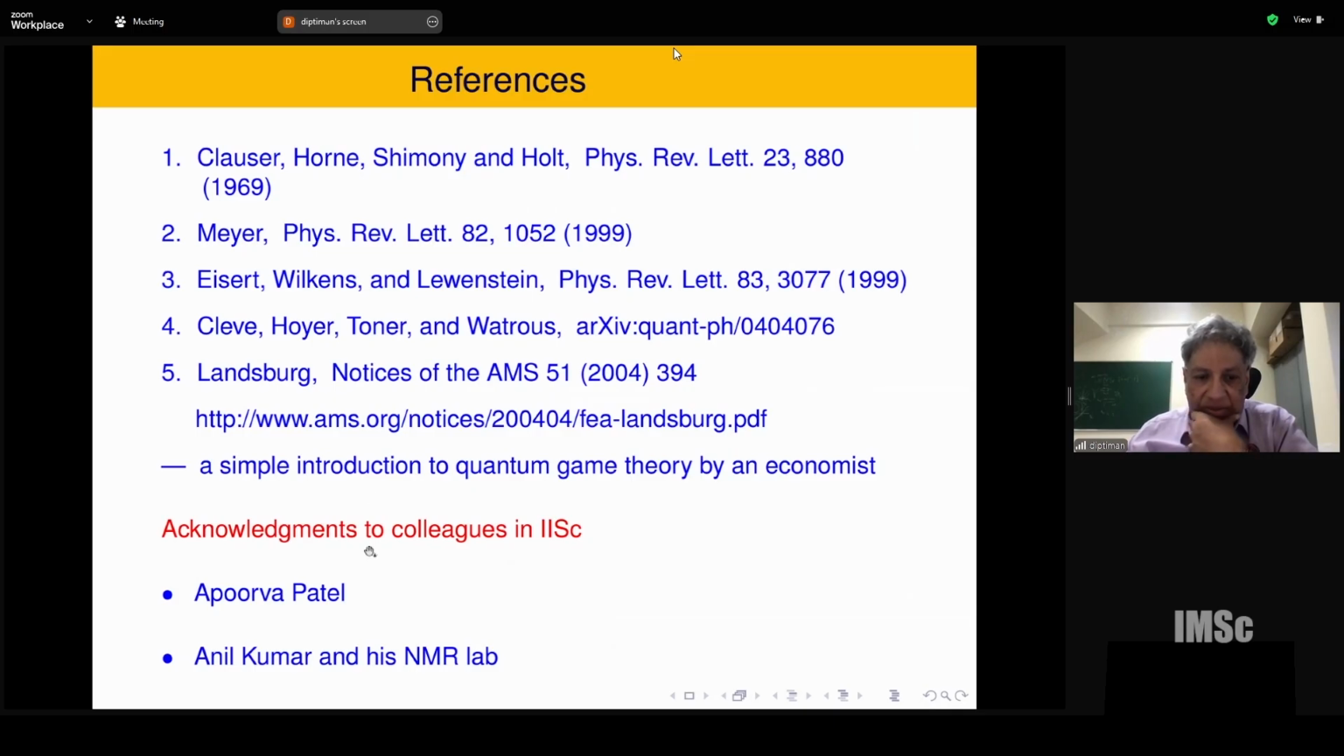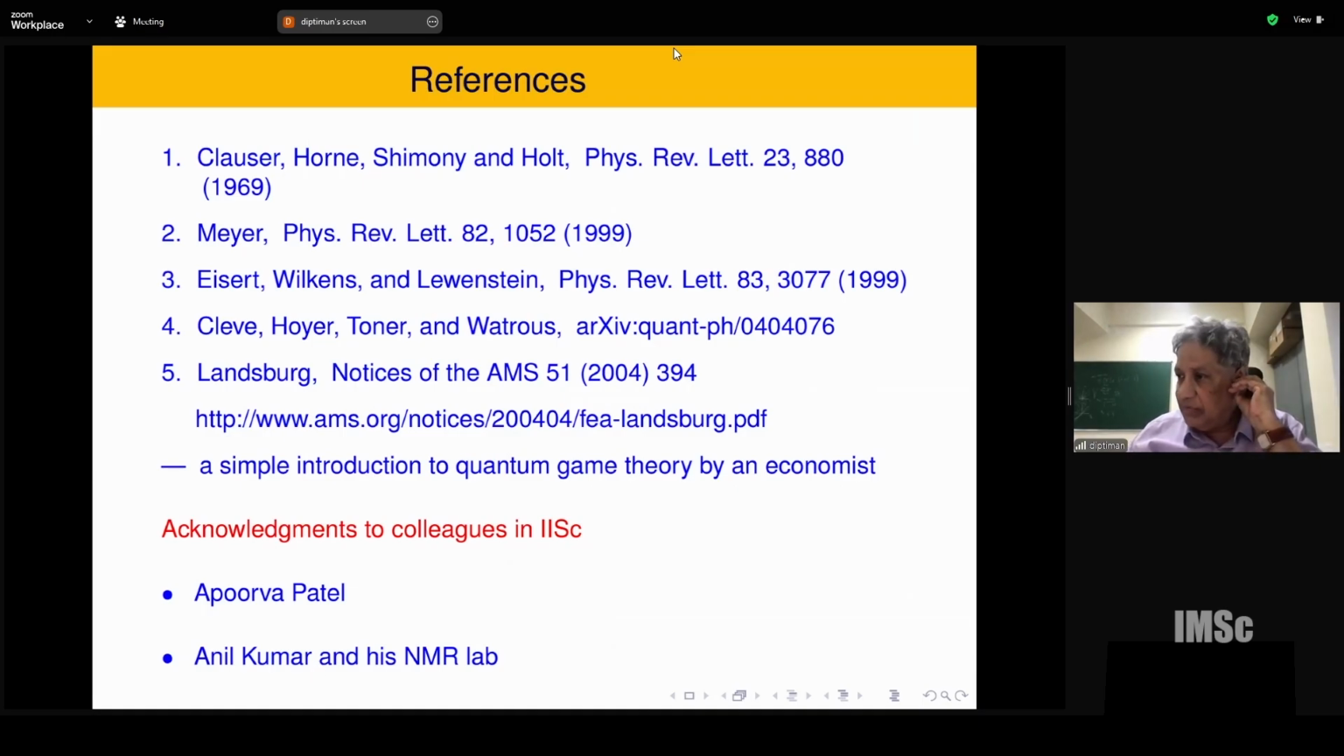Finally, I'd like to acknowledge some colleagues in the Indian Institute of Science from whom I learned most of this stuff. So Apoorva Patel, who is my colleague at the Center for High Energy Physics, who has done a lot of work on quantum information, quantum computation, and so on. And Professor Anil Kumar in the physics department. He unfortunately passed away a few weeks ago.